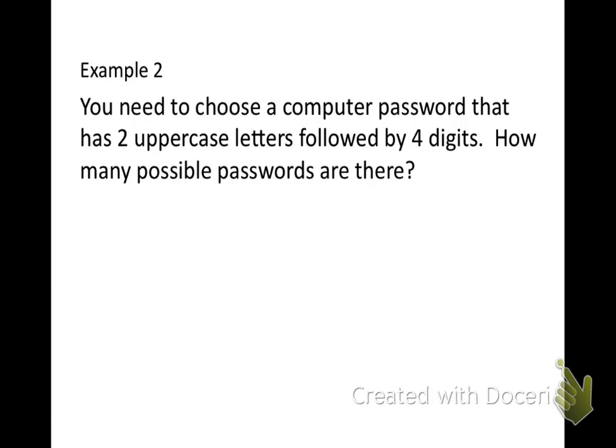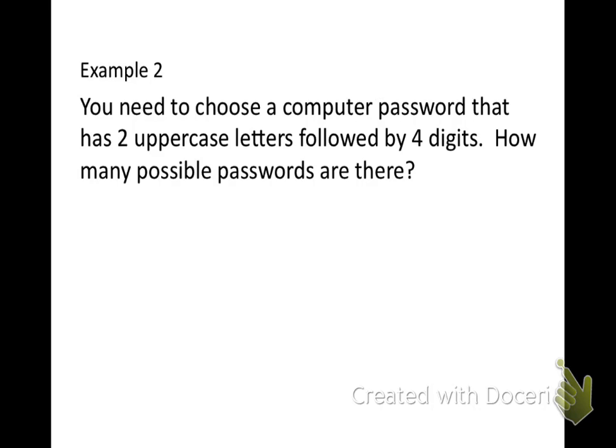Okay, after watching that video, let's see if we can try example 2. And I'll go ahead and explain it the way I would explain it for you. You need to choose a computer password that has 2 uppercase letters followed by 4 digits. So what we need to do for this counting principle, she explained that it is multiplying the number of choices you have for each event. So I like to describe what the events are.